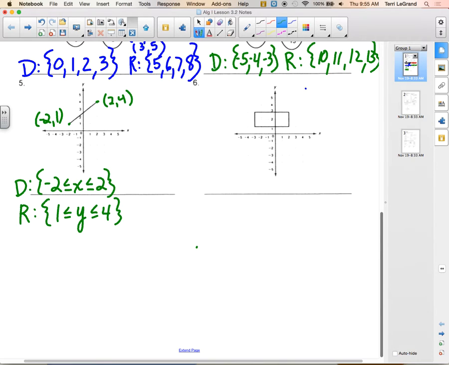Okay, why don't you go ahead and try number 6 now on your own, since you've got this. A really good place to start on this would be to identify those vertices of that rectangle. They're like endpoints.